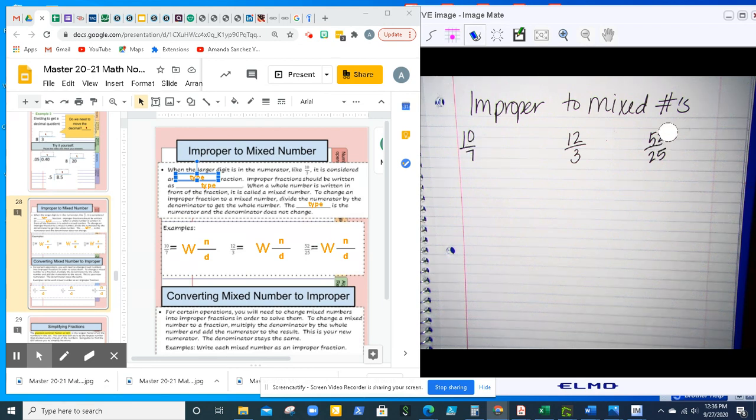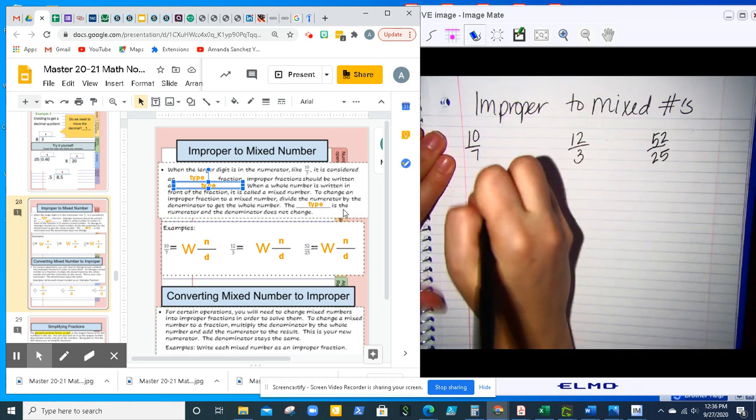So starting with the first concept, just as a review, 10 over 7 is considered to be an improper fraction. So that would be typed right here. Improper fractions should be written as mixed numbers when there's a whole number and a fraction sitting right next to it. In order to convert these into mixed numbers, you have to divide them. So you always divide the numerator by the denominator.